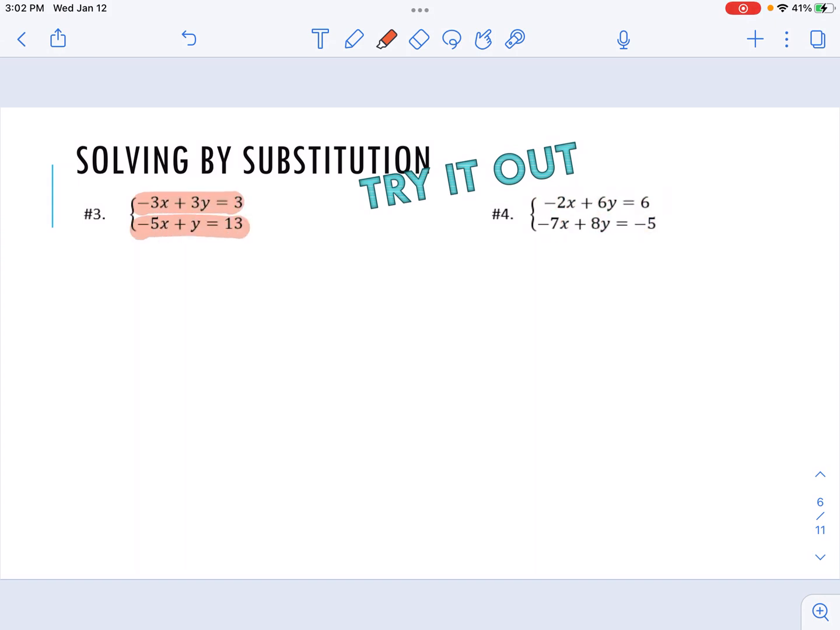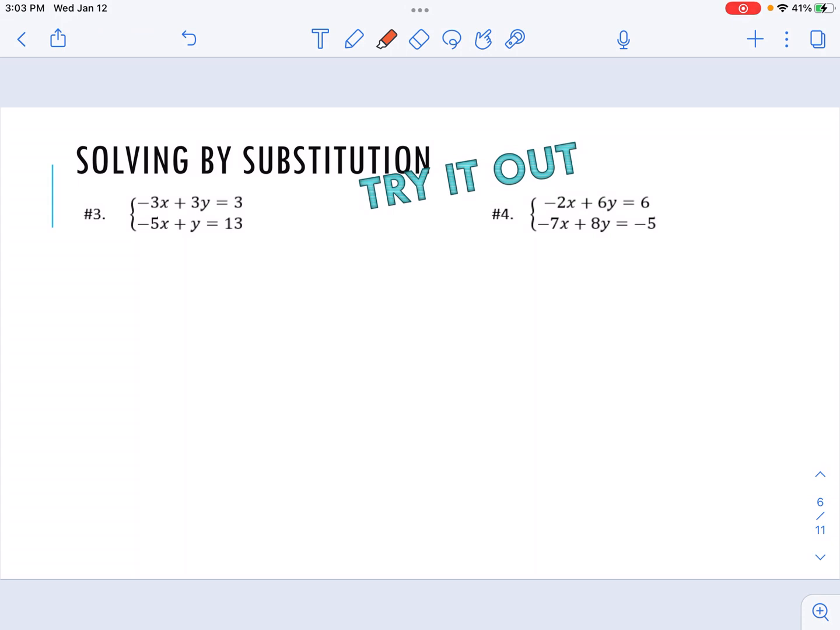So in each of these examples, what I'd recommend you do is to identify which one of the equations would actually lend itself to substitute a variable easily. So for instance, in number 3, this one would probably be the easier one to solve for y. Go ahead and pause the video when you're ready, unpause it, and we'll reveal the answer.